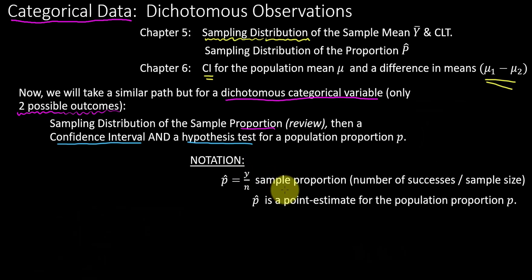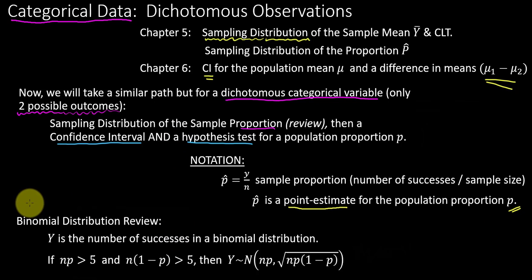Quick review on notation here. Remember that P with a hat is the sample proportion, which is just binomial in nature, where you take the number of successes and then divide by sample size. And so P hat, because it's from a sample, you can consider it as a point estimate for the population proportion, just plain P.